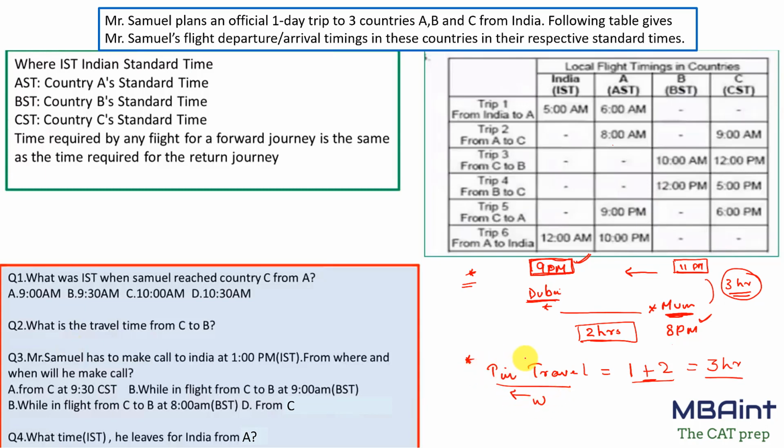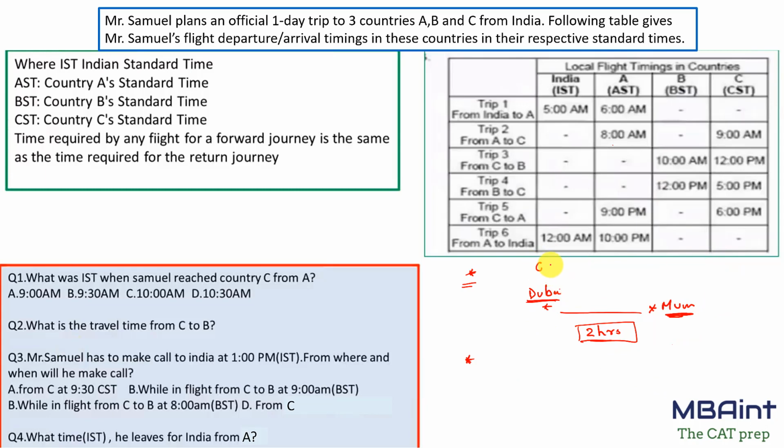Now what happens if we are moving towards east? That is, I'm moving from Dubai to Mumbai. In that condition, I'll subtract it. Let's see with the help of an example. Let's suppose I'm leaving Dubai at 6 p.m. in the evening and I reach India at 11 p.m. So 11 p.m. IST. So what is the total travel time?